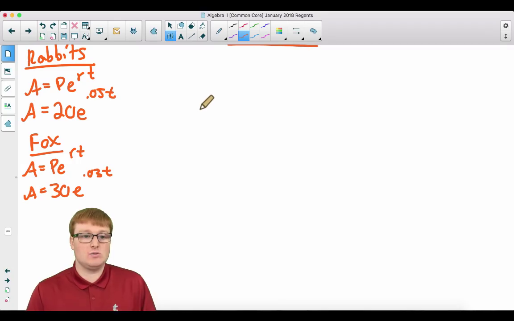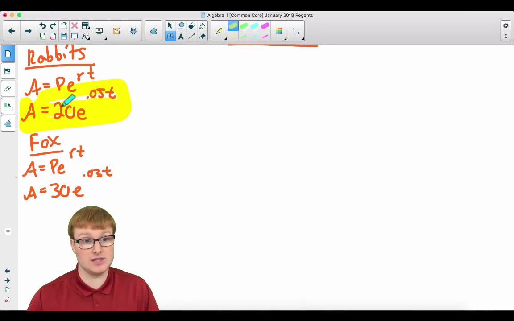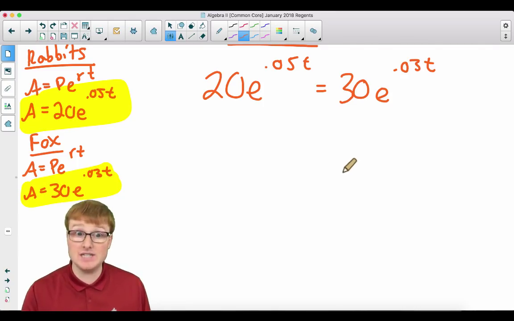So we have our equations. We're good with that so far. Now what we've got to do, very easy, is I said that A equals this, but A also equals this. Set them equal to each other, and we're good to go. So this is 20e^(0.05t) equal to 30e^(0.03t). Great, let's go ahead and solve for t.